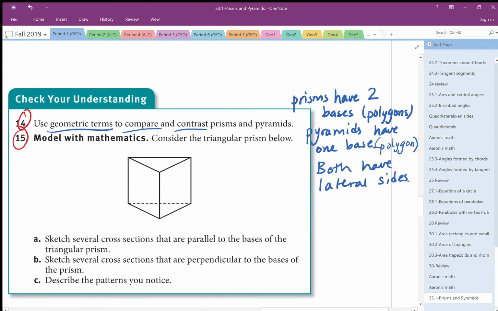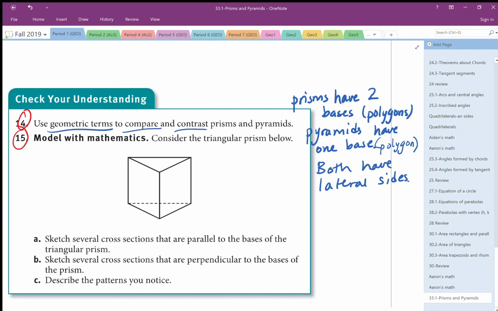Number 15, consider the triangular prism below. By the way, do you agree with that? Triangular prism. It has 2 bases, top and bottom, that are both triangles, and then it's got some sides. How many sides specifically? 3, right? It's got the back side, this big rectangle right there, and then it's got this side and this side. So a total of 5 sides altogether, the top and bottom base, and 3 lateral sides.